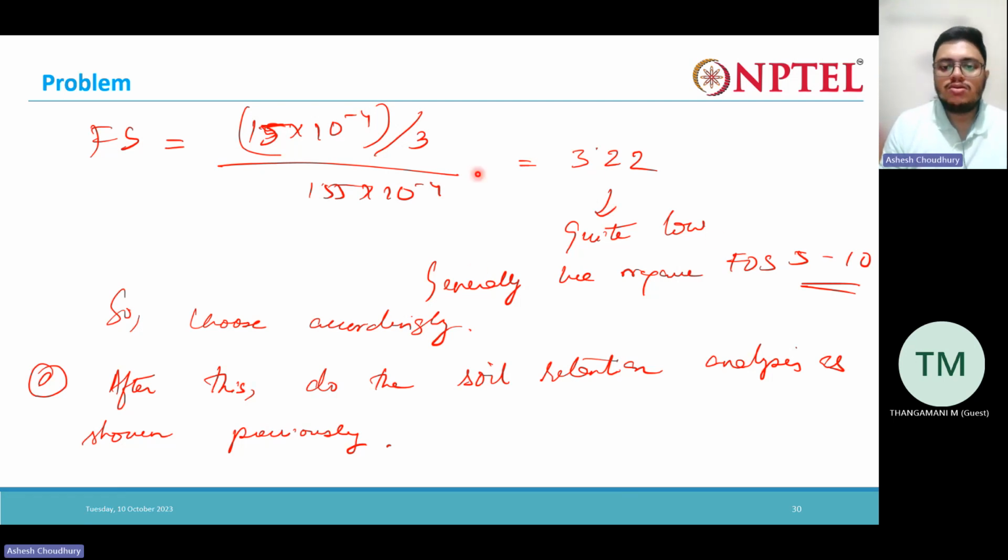So actually this is quite low. Generally we need a factor of safety of 5 to 10. So we need to choose the geotextile accordingly. After this, we do the retention analysis, water retention test, check criteria, etc.